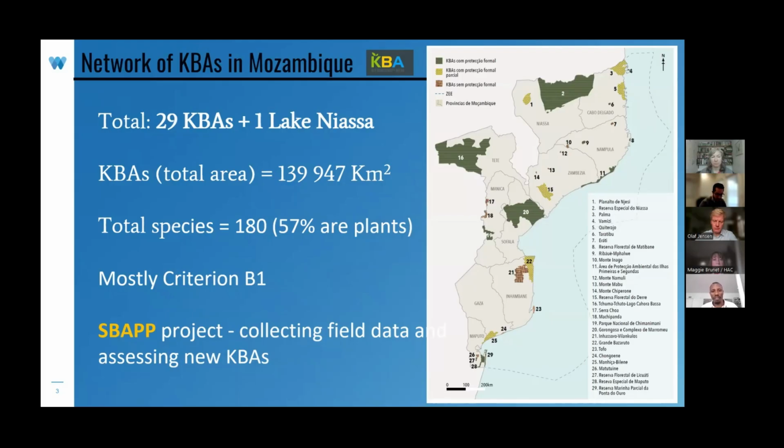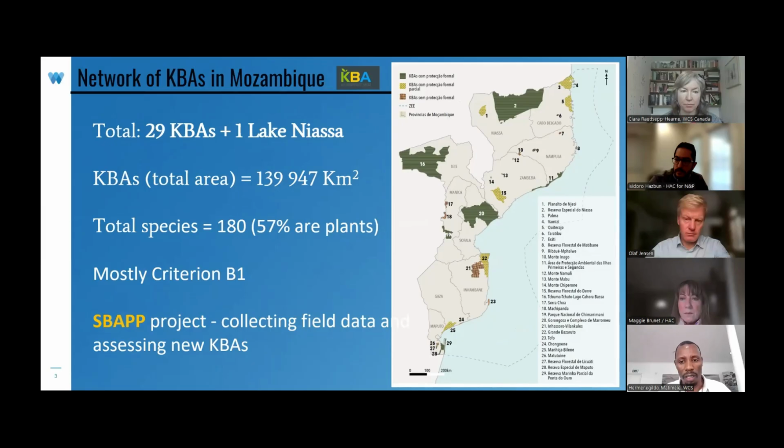So Mozambique had advanced a lot in mobilizing plant data, undertaking Red List assessments for those plants, and making that information available for different uses, mostly triggered under criterion B1, suggesting that a lot of those species are endemic. Currently, there's a spatial biodiversity assessment, planning and prioritization, which is another regional project, which is going to advance with more areas becoming KBAs in the near future.